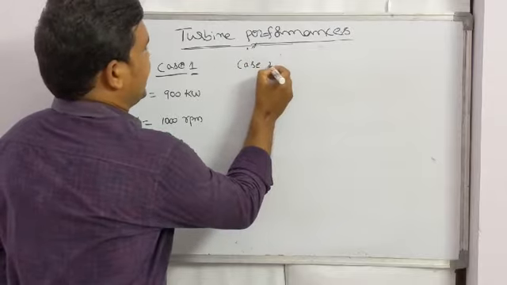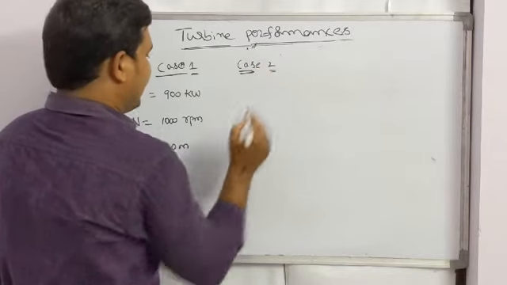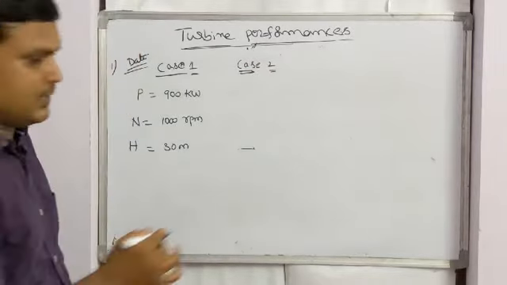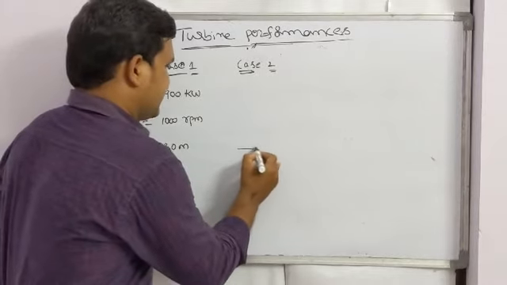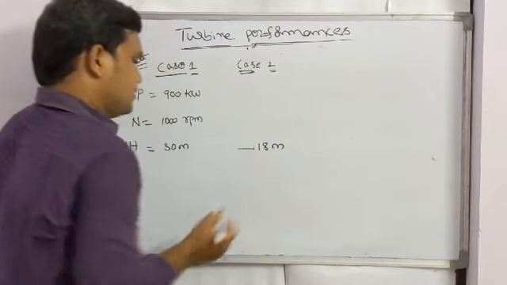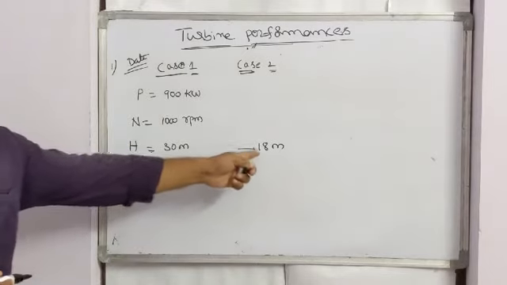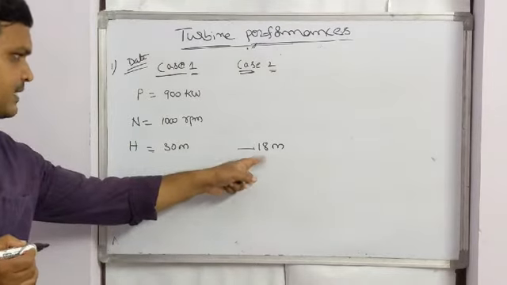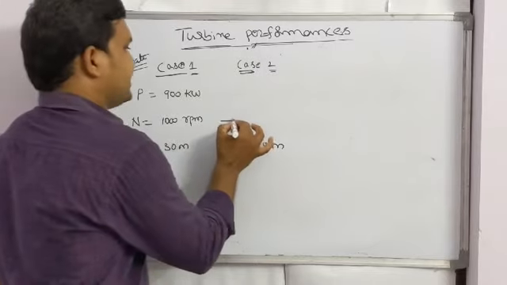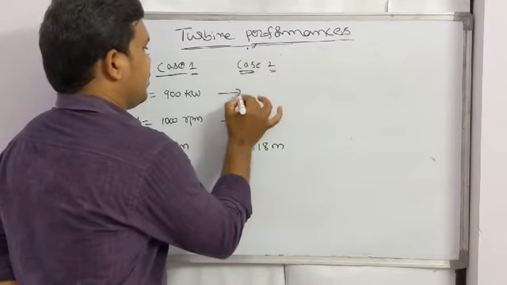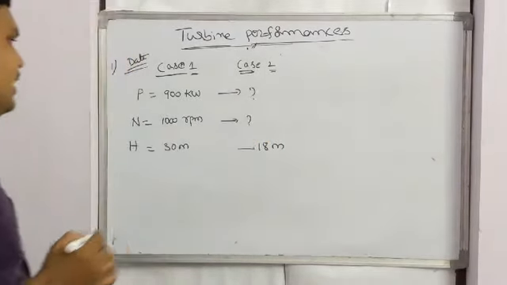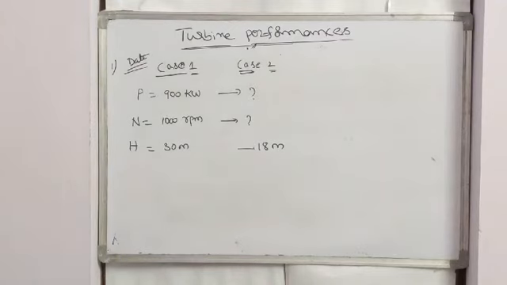In case 2, the head on the turbine is reduced to 18 meter. So the head is gradually decreased up to 18 meter. When the available head is 18 meter, what is the speed of the turbine and what is the power of the turbine? This is what they want to find out.